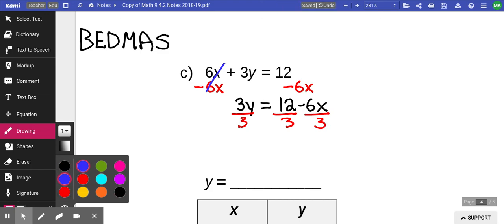The red is me showing work. I then reorganize my work. 3y divided by 3, the 3's cancel each other. So I have y equals 12 divided by 3 is 4 minus. When you get a weird fraction like this, all you need to do is focus on the numbers. So 6 divided by 3 is 2, then the x just stays there. So this means I have y equals 4 minus 2x.